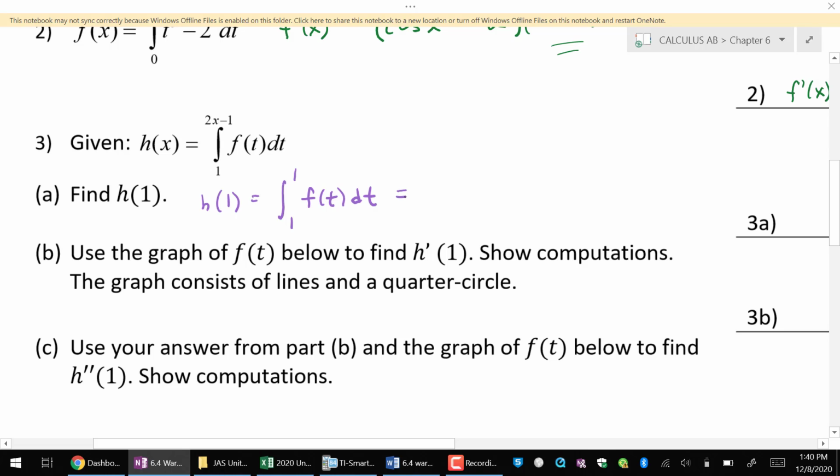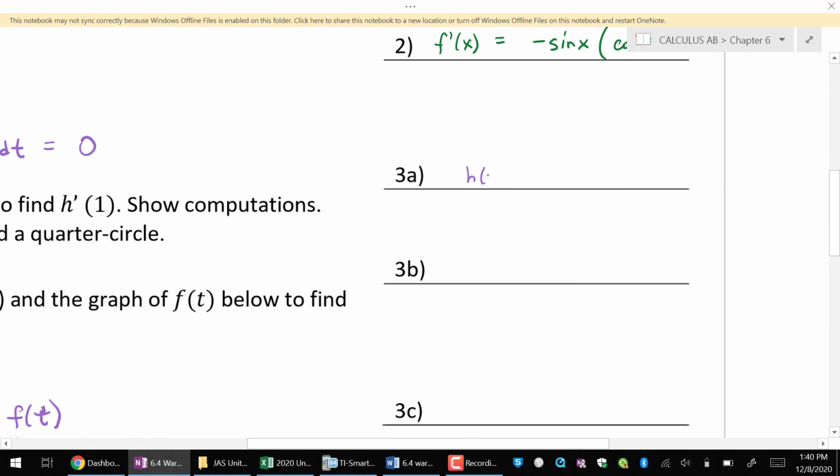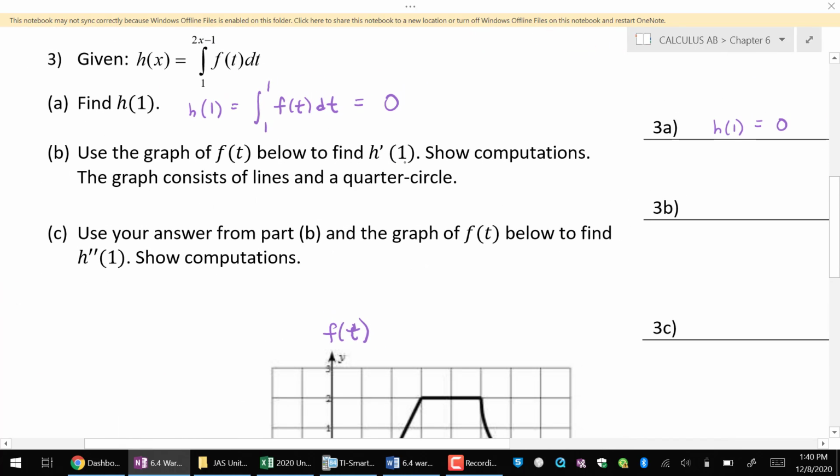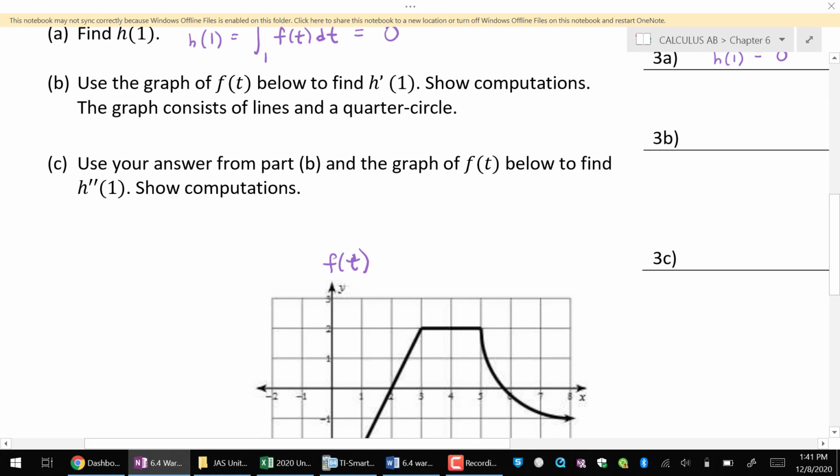And there's really not much work to do because if I'm evaluating the definite integral from 1 to 1, then I have no area. The bounds are the same. There's no area there. So h of 1 equals 0. How about letter B, use the graph to find h prime of 1. Show the computations, and notice that the graph is linear with a quarter circle in there as well. We'll come back to that in a little bit.